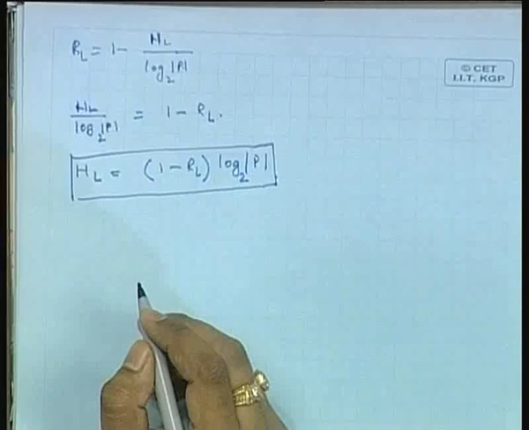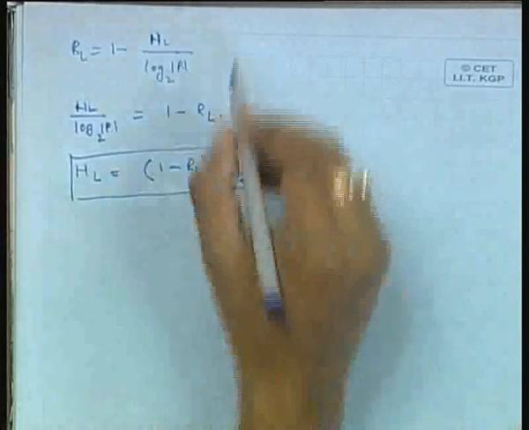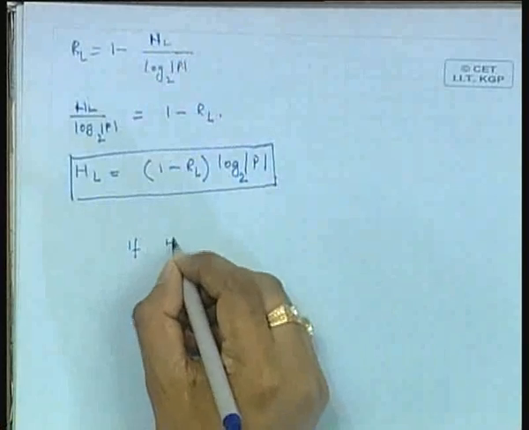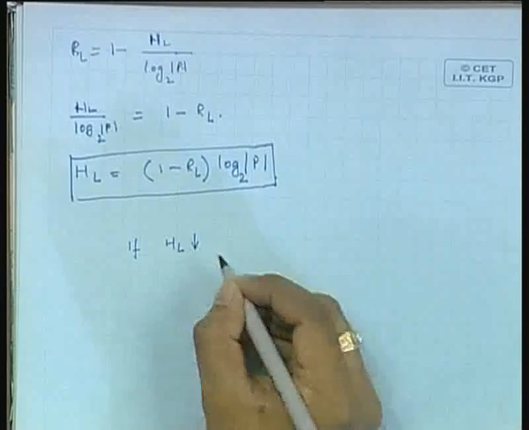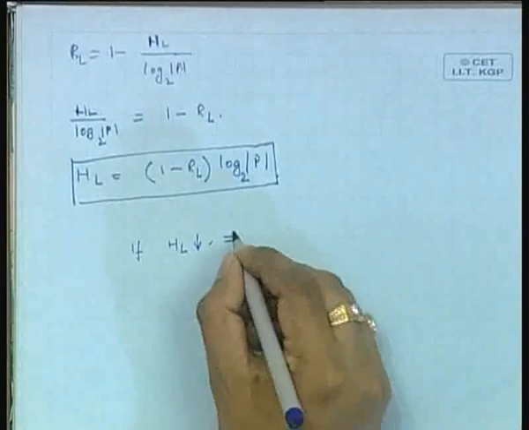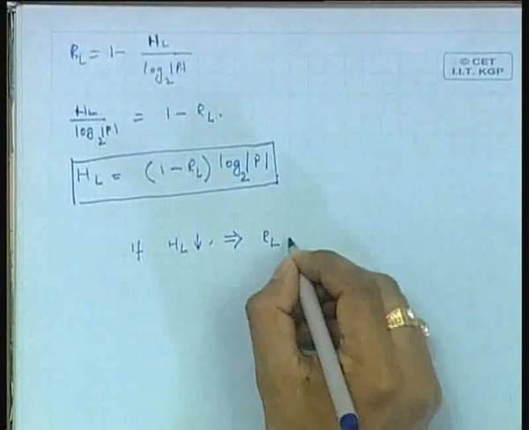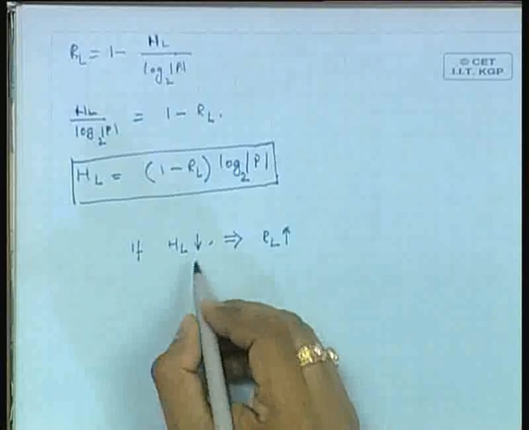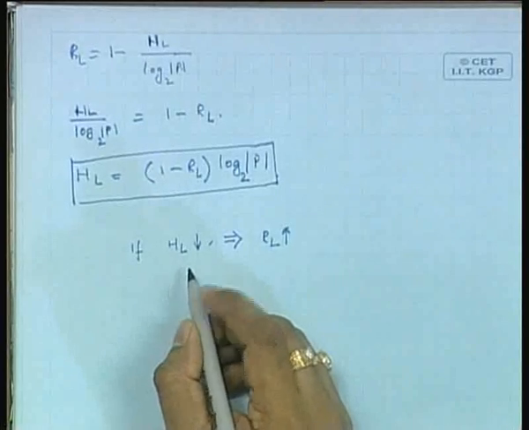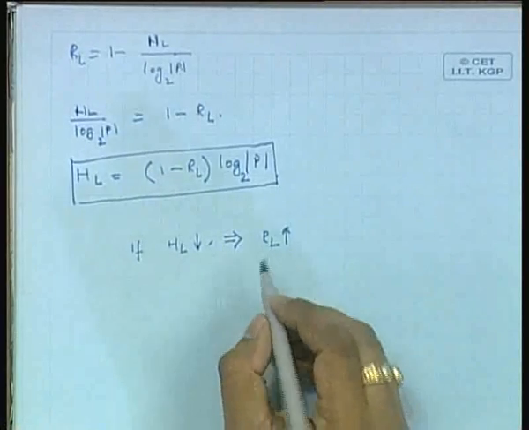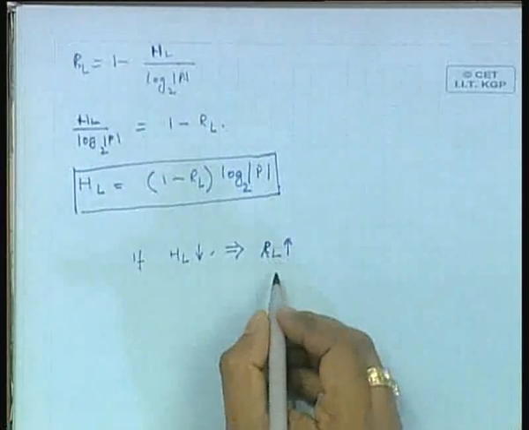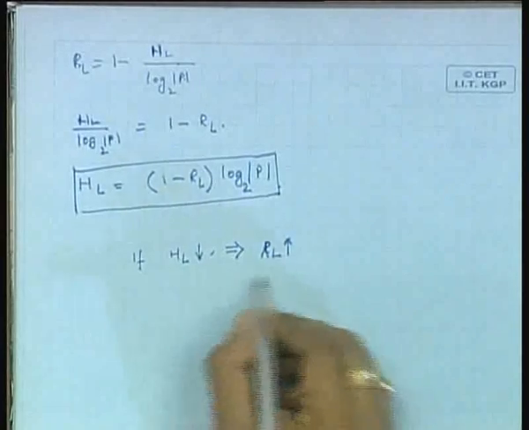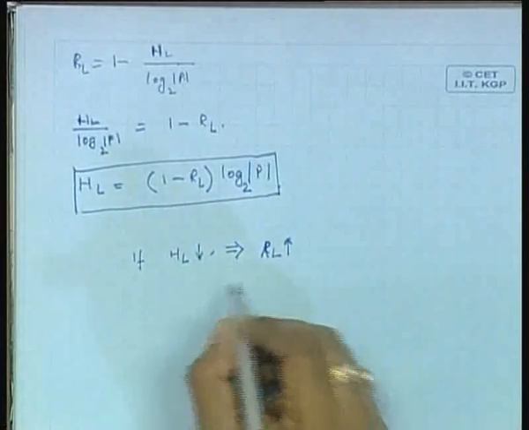Okay. So you note one fact, that if HL reduces, this implies that the corresponding value of RL increases. Okay. So therefore, if the entropy of the corresponding language reduces, that is equivalent to saying that the redundancy of the language has increased. Okay. So therefore, this formula is able to capture this intuitive result.